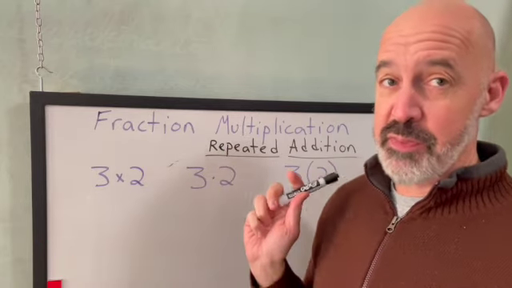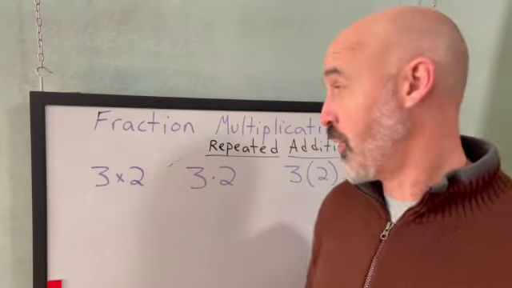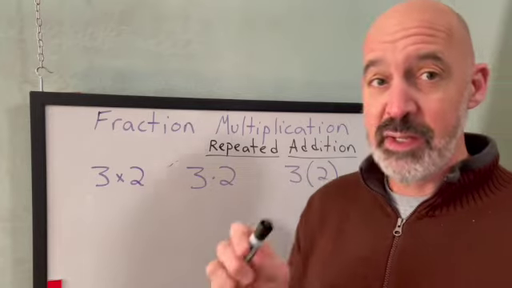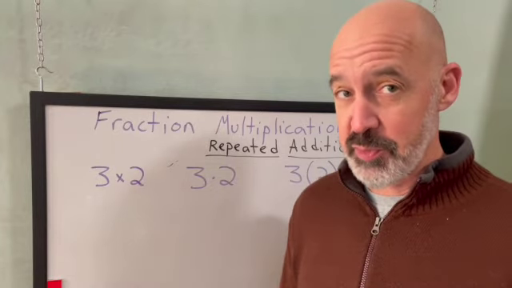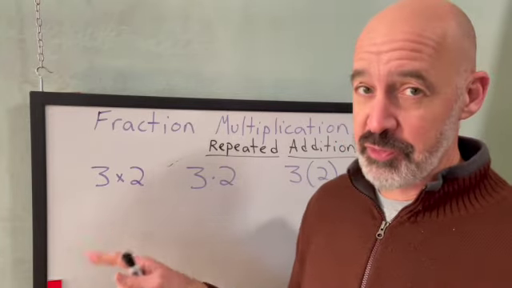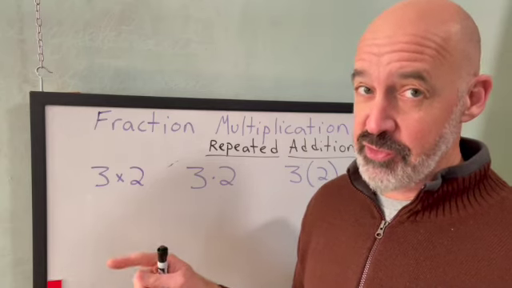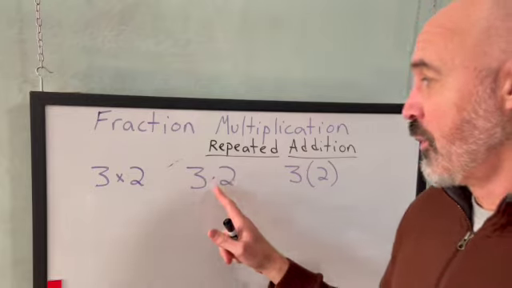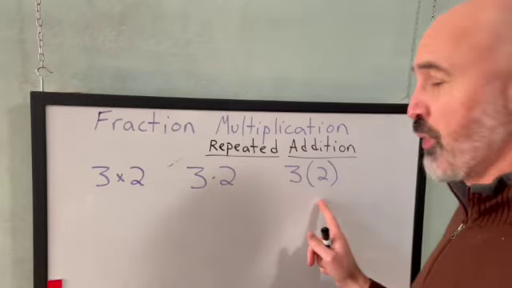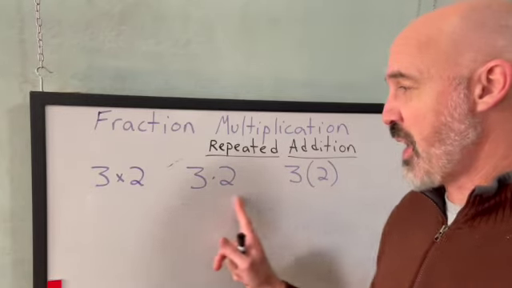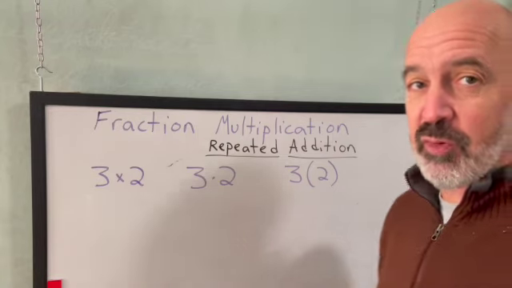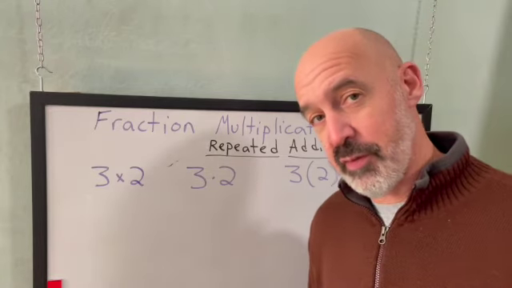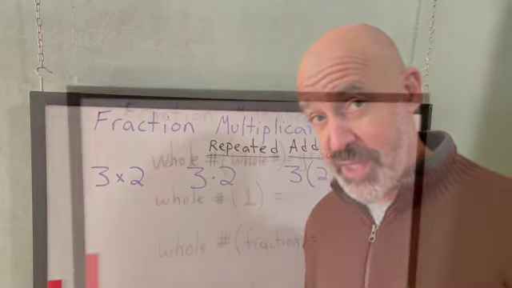And to begin with, it's important that your child knows repeated addition is another way of thinking about multiplication. So here we have some whole numbers just to get your child used to seeing that multiplication can be done with the little x, with the dot in the middle, and with parentheses. So make sure your child knows this before you move on with the rest of fraction multiplication.